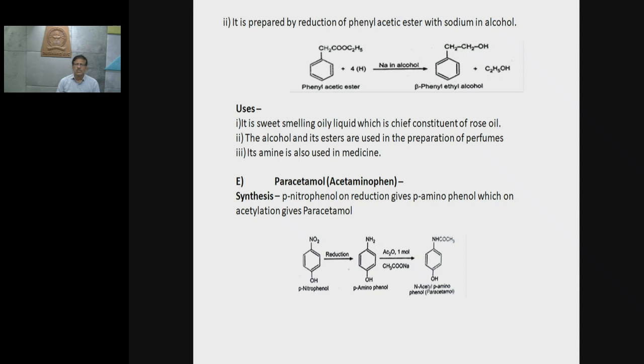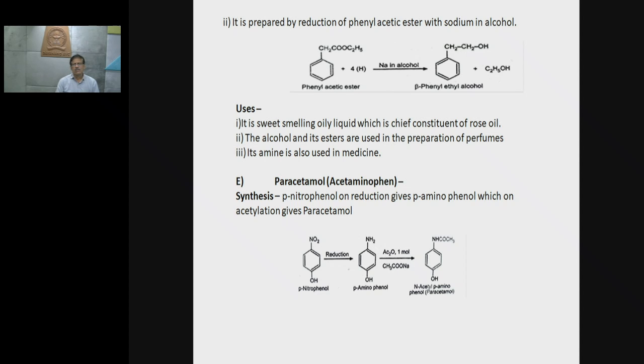It is a sweet smelling oily liquid which is the chief constituent of rose oil. So for the production of rose oil, this beta-phenyl ethyl alcohol is used. Then the alcohol and its esters are used in the preparation of perfumes. So many artificial perfumes are prepared by using this 2-phenyl ethyl alcohol, and its amine is also used in medicine. So the amine prepared from this alcohol is useful for the production of medicine.